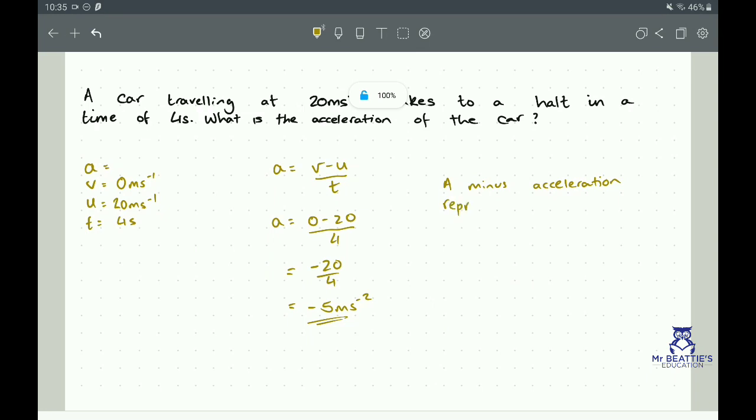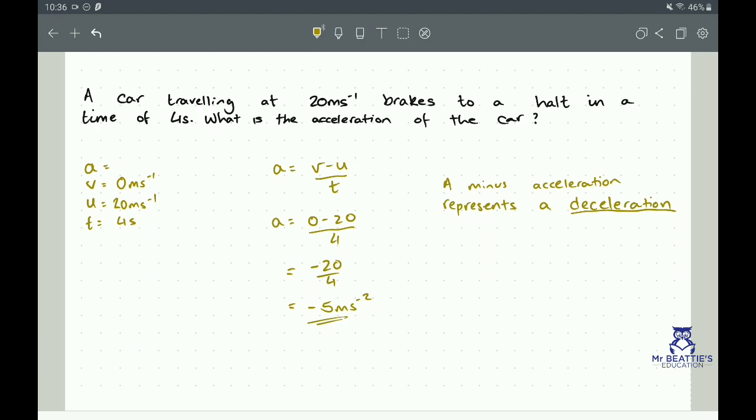represents a deceleration. Okay, or a car slowing down, or an object slowing down. Okay, so that minus acceleration represents a deceleration.